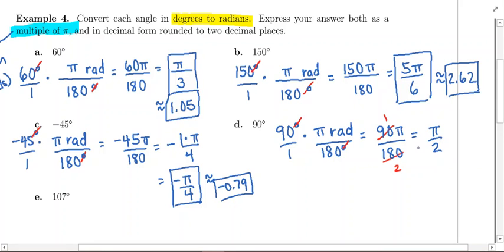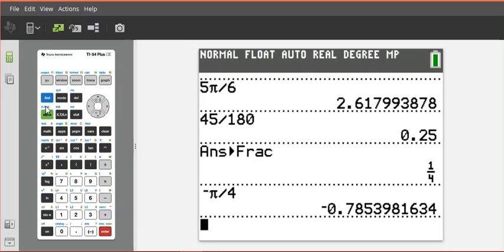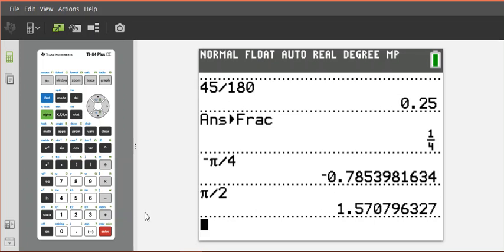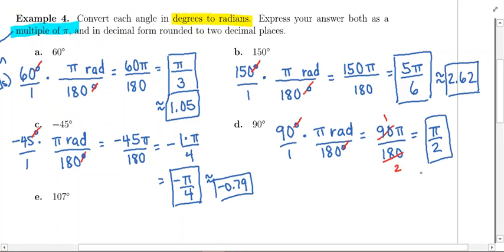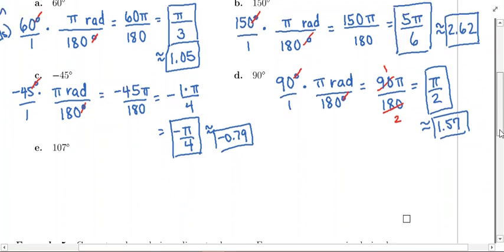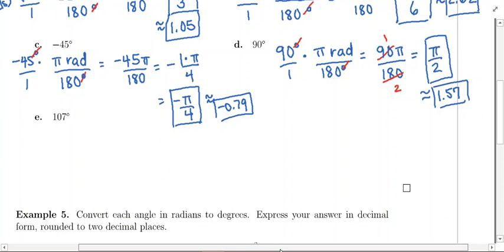Okay, this is very important. You will see this again and again. 90 degrees is the same thing as pi over 2 radians. Okay, so there's your exact answer. Okay, if we go to the calculator and punch in pi over 2 to get a decimal approximation, okay, this is 1.57 radians. Okay, so I'll put approximately 1.57. Okay, all right, and again, we're not putting units because radians are essentially unitless.